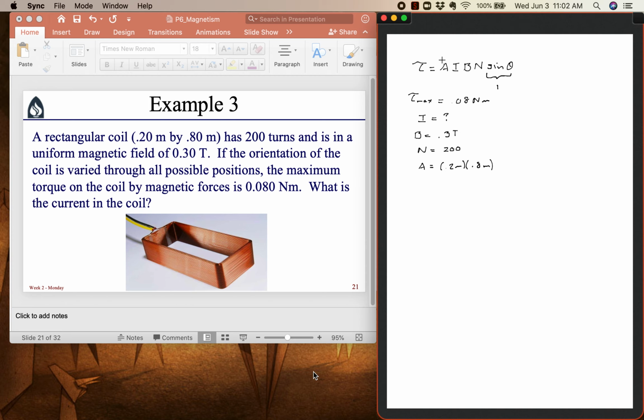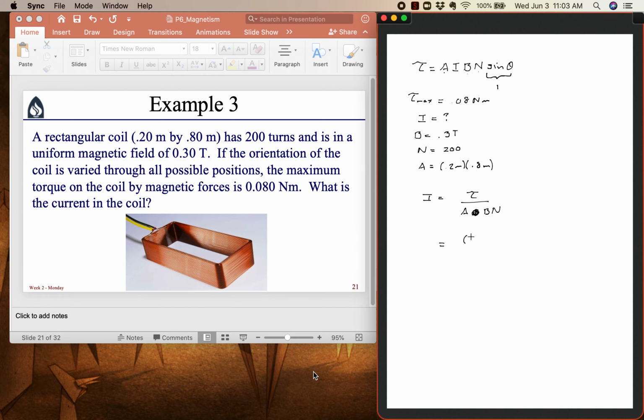So next, let's solve this equation for the current, which is the value that the problem asks us to find. So if I'm solving this for the current, I'll divide both sides by A, B, and N. Sine of theta is 1. And so the current is going to be equal to the torque divided by A times B times N. And then I can put in values.